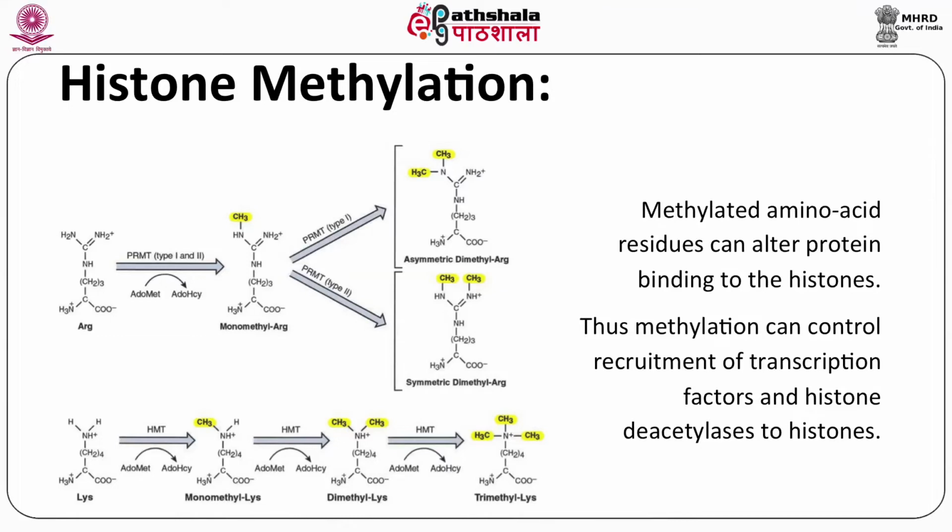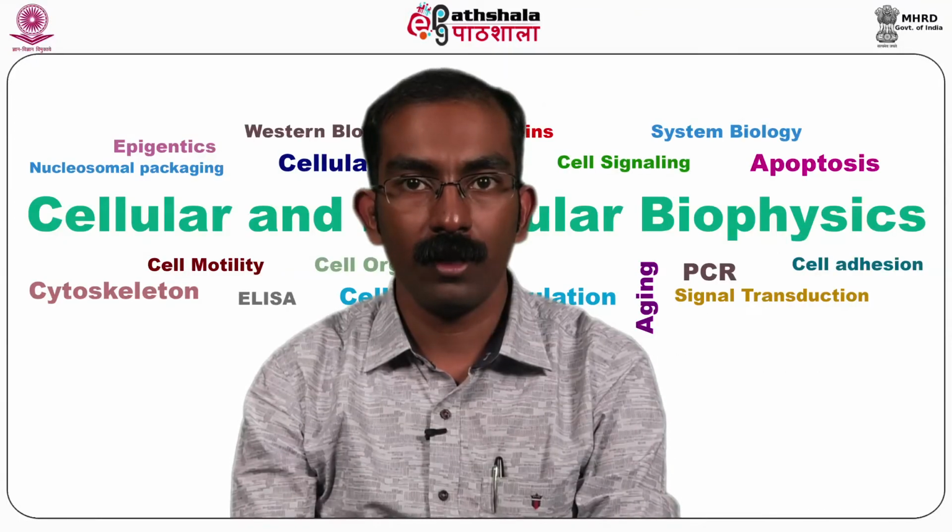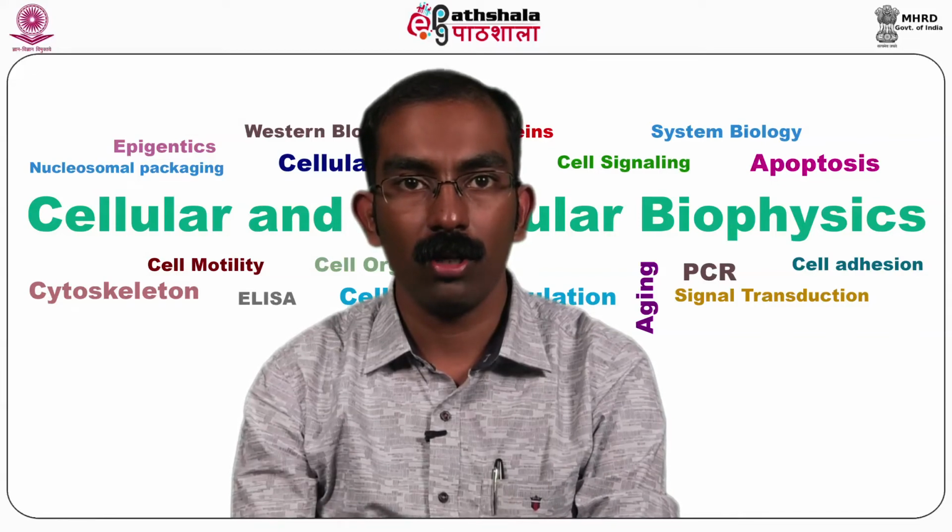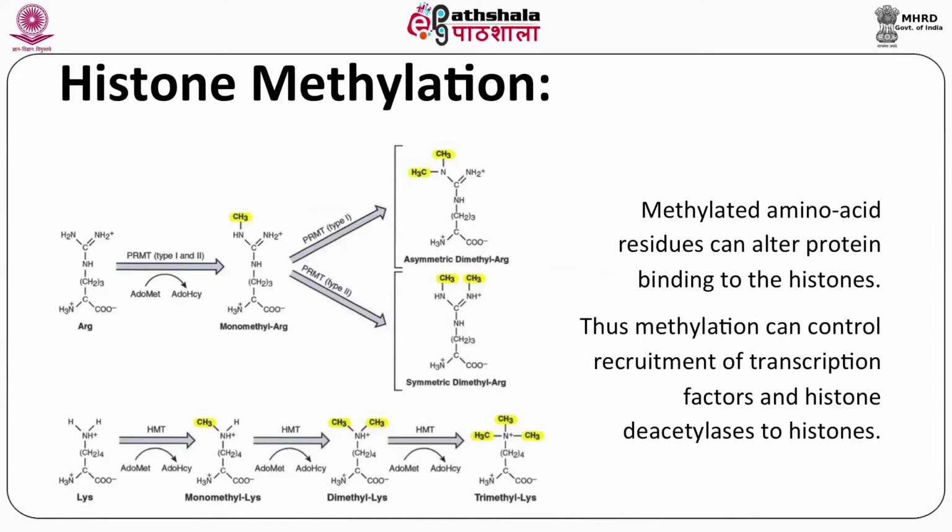How exactly does histone methylation alter transcription? There are multiple mechanisms involved, but the prominently identified mechanism is that the methylated amino acid residues can alter protein binding to histones. Thus, methylation can control the recruitment of transcription factors to histones. The other class of proteins that are differentially recruited in response to methylation is the histone deacetylases. Through all such mechanisms, the rate of transcription can be altered as discussed previously.